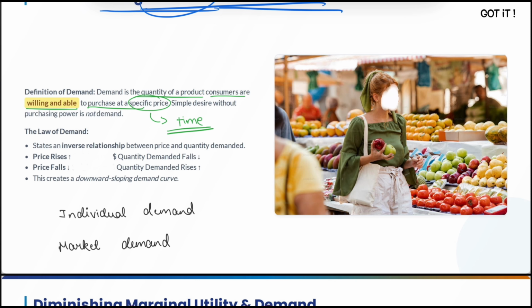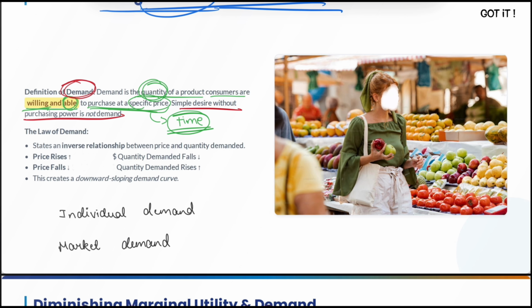The important factor is what quantity of the product the consumer, that is the buyer, is willing to buy. It's not just that he's willing. If he merely likes the product, it will not become the demand for that product. He also has to be able to buy, that is, he needs to have the purchasing power. Then it will become the demand for the product at a particular price for that particular duration of time. So simply, if someone wants a product, it will not become the demand for that product.